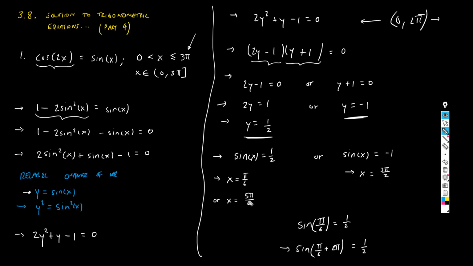The same goes for 5 pi over 6. If you input sine of 5 pi over 6, you will get 1/2. But also, if you write, for example, 5 pi over 6 plus 2 pi, you will get the same. Now, why is this, guys? This is due to the periodic nature of sine. Remember that the trigonometric functions, sine, cosine, and tangent, are periodic and they repeat themselves.